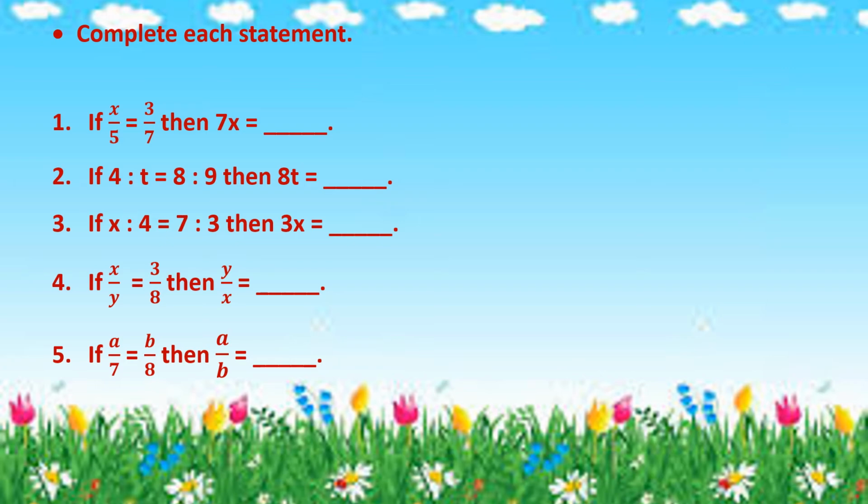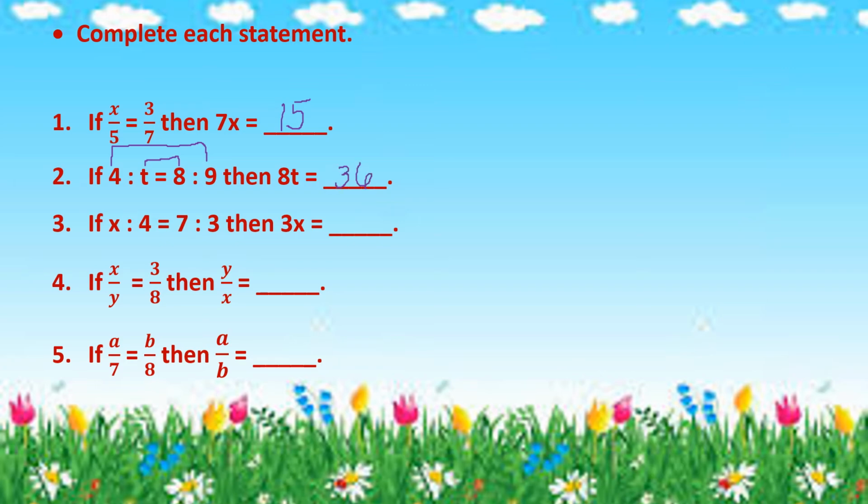Complete each statement. So in order for us to complete each statement, we will apply the properties that we have learned a while ago. Number 1, if x is to 5 is equal to 3 is to 7, then 7x is equal to 3 times 5, and that is equal to 15 by cross product property. Next, if 4 is to t is equal to 8 is to 9, then 8t is equal to, so again, by cross product property, this is 4 times 9, 36.